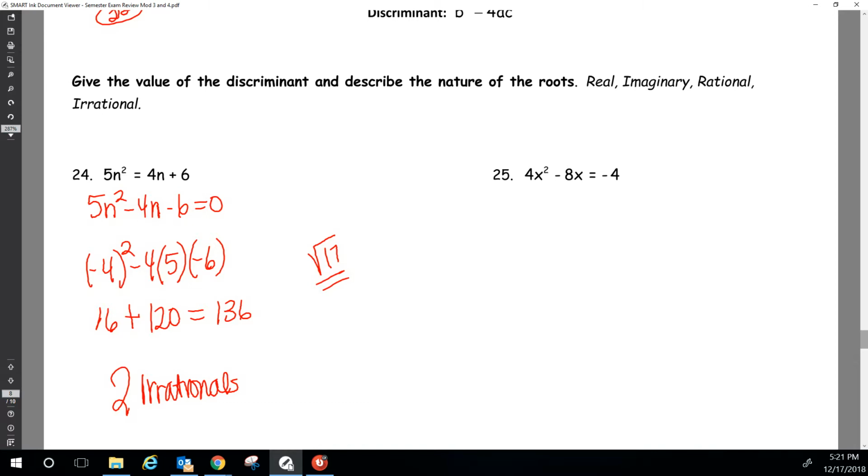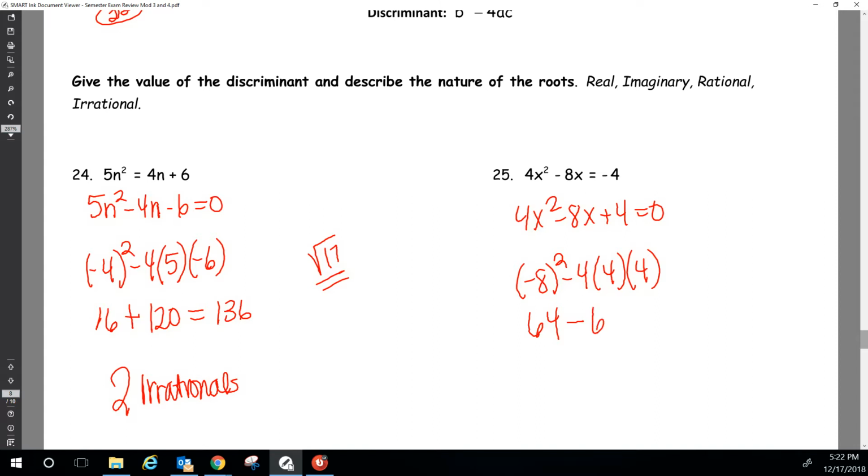All right, let's try 25. We're going to move this negative 4 over and find a discriminant. So b squared minus 4 times a times c. Negative 8 squared is 64 minus 4 times 4 times 4 is 16. Our discriminant is 0, so we're going to have one real solution.